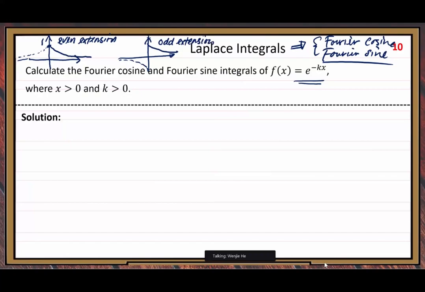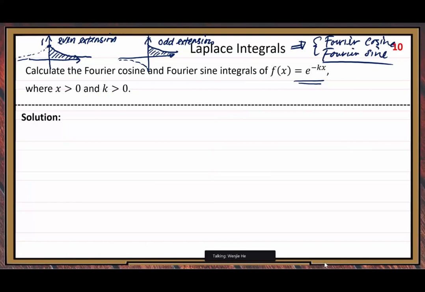so odd extension. See? So when we do even extension, we can apply Fourier cosine integral. When we apply the odd extension, we can use the Fourier sine integral representation, right? But we only consider the piece on the positive half x-axis. All right?